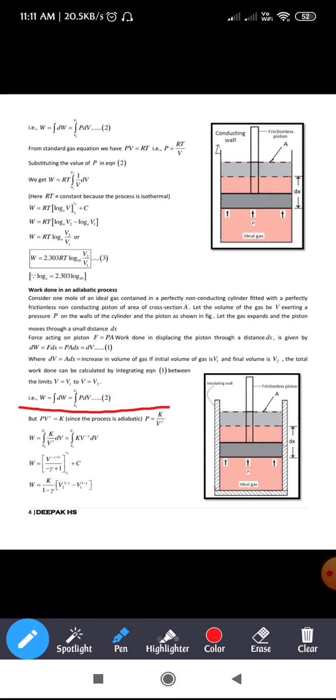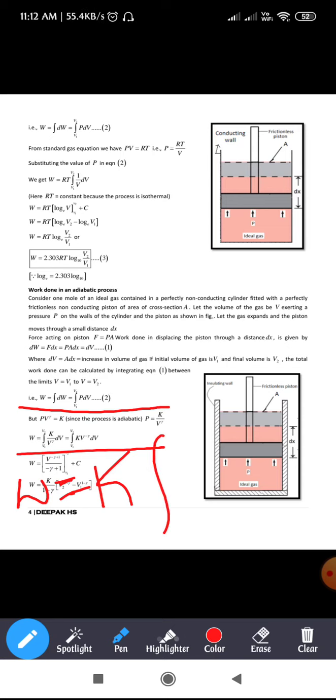That is nothing but equal to integral of V1 to V2, taking V to the power of gamma to the numerator, that becomes K into V to the power of minus gamma dV. That's all. In the next step, as I said, K is missing there. It's a printing mistake. K has been left out. So we will take K outside and integrate only V to the power minus gamma dV. So W is equal to K into integral of V1 to V2 V to the power of minus gamma dV.